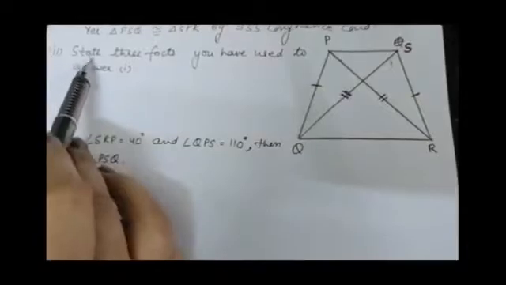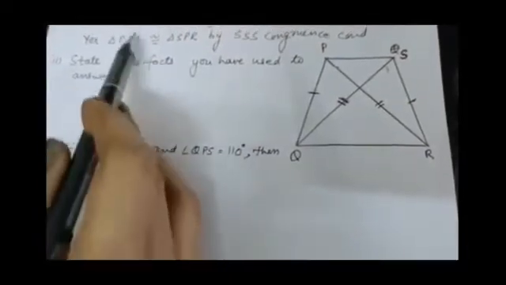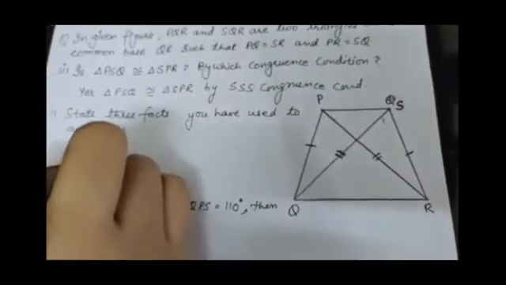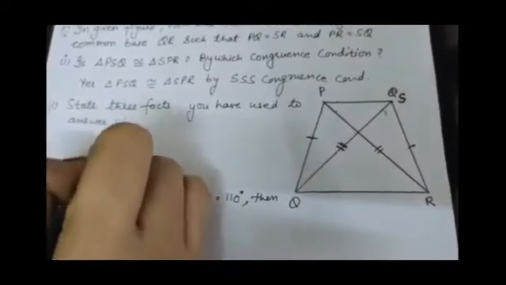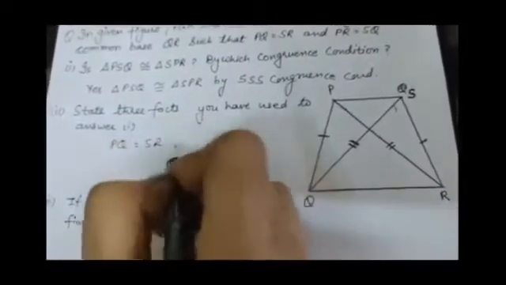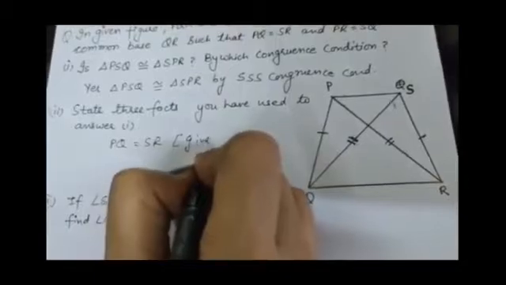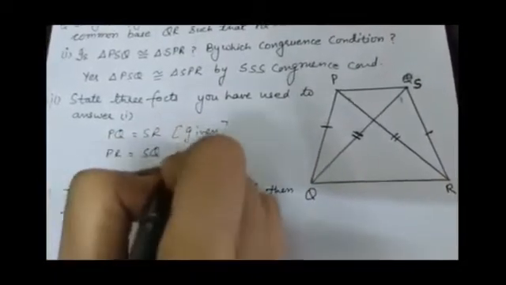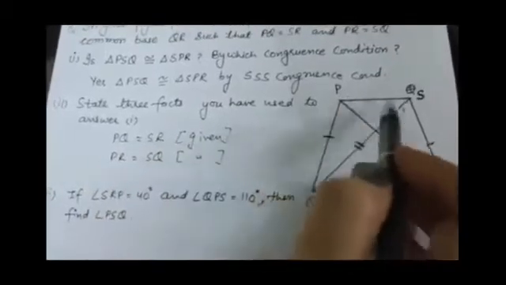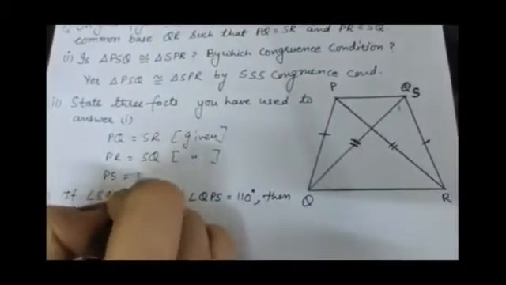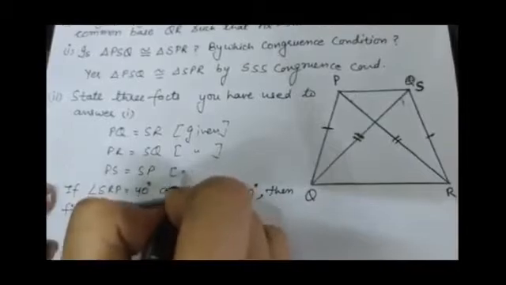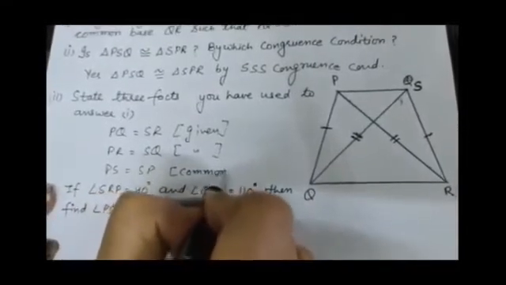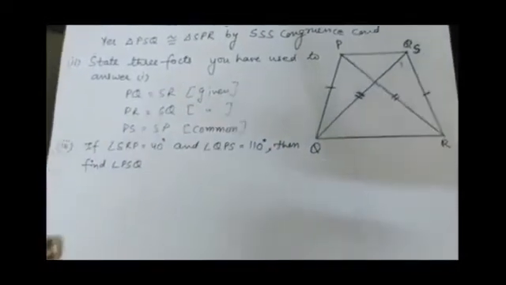Now the second part, state three facts you have used to answer one. This first part, we said PQ is equal to SR, that is given to us. The second, PR is equal to SQ, that is also given to us. And the third side is the common side, PS is equal to SP. So we have taken these three parts to prove the triangles congruent.